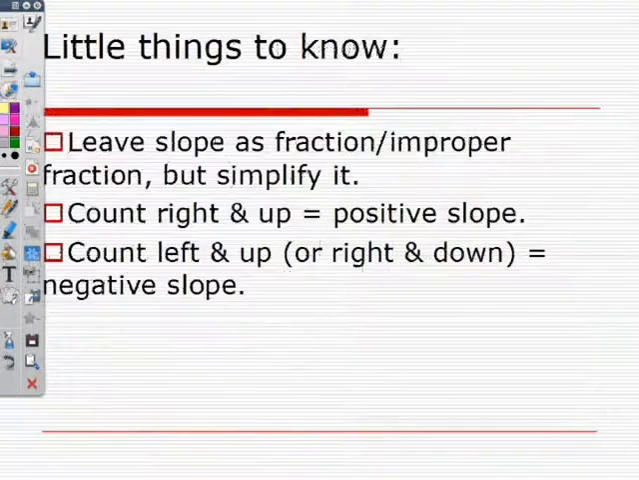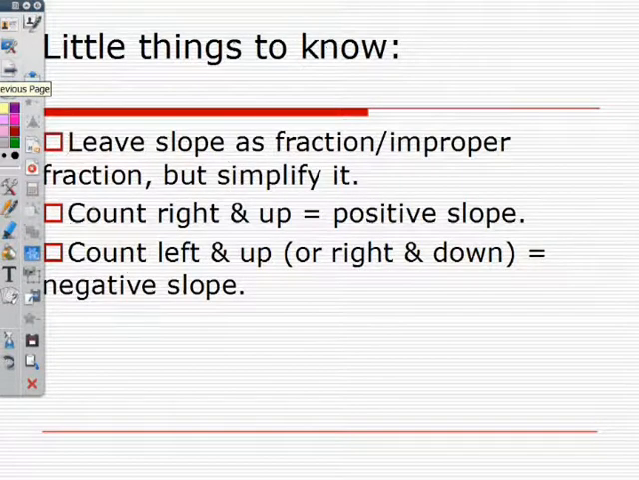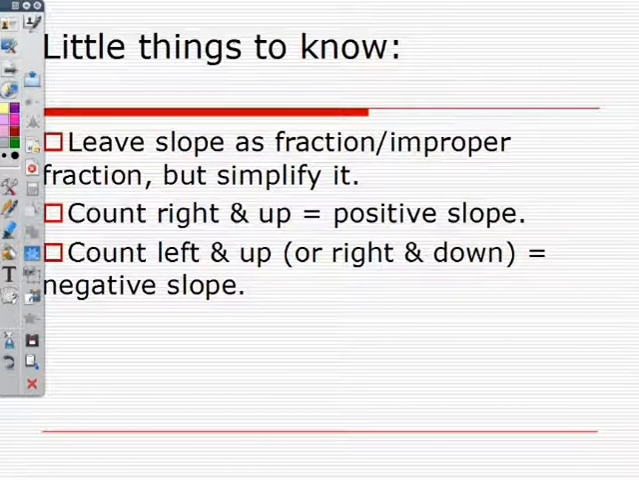Okay. A few little things that are good to know, and you probably just want to jot these down somewhere. There's space, and we'll get to the rest, don't worry, from the equations and all that other good stuff and the formula. You're going to leave slope as a fraction or an improper fraction, but simplify it. Don't turn it into a mixed number. It's not handy. Okay? Just leave it as a fraction. Don't turn it into a decimal. It's not handy. Just leave it as a fraction. When you count right and up, you've got a positive slope. Count left and up, or right and down, that means you have a negative slope. If you need more time to write those things down, go ahead and pause the video.